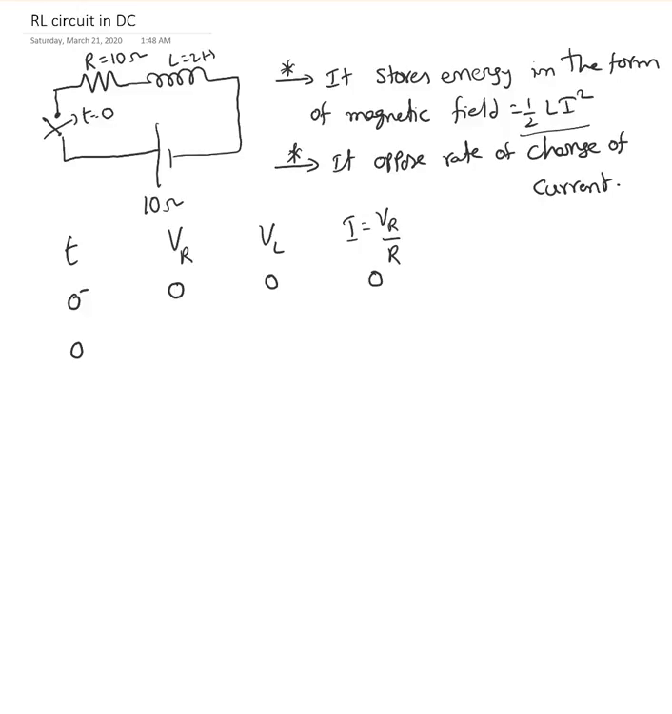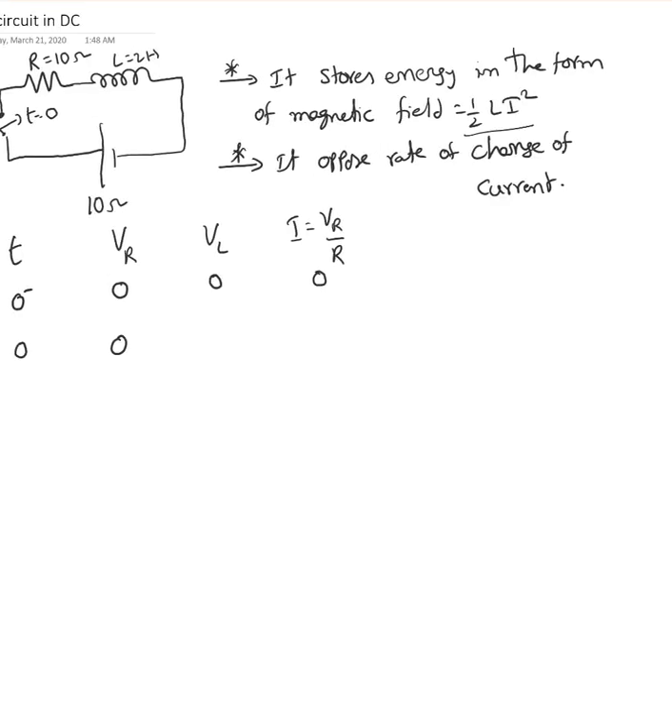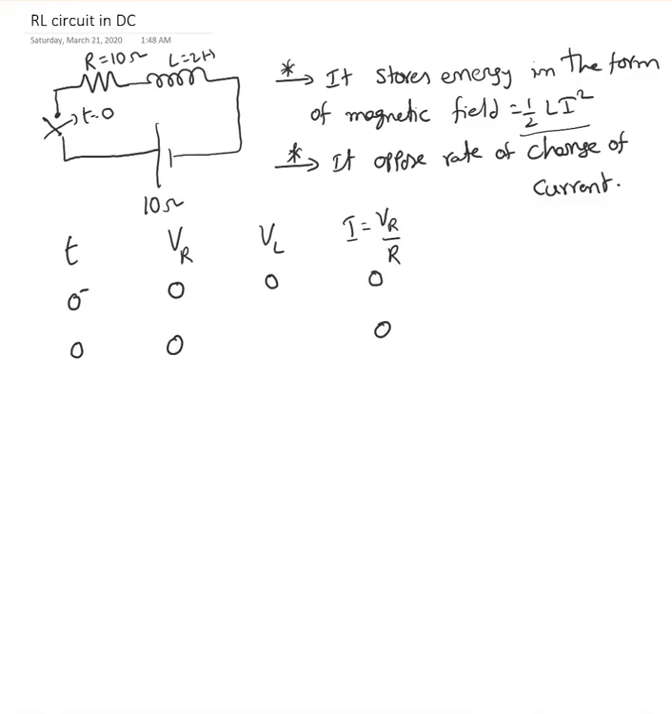Okay, so at t equal to 0, the voltage drop across the resistor is going to be 0, because the inductor opposes the rate of change of current. So at 0 minus, the inductor current is 0 amperes. At 0, it won't let the current change immediately, so still it's going to be 0 amperes. So V_R is equal to 0.